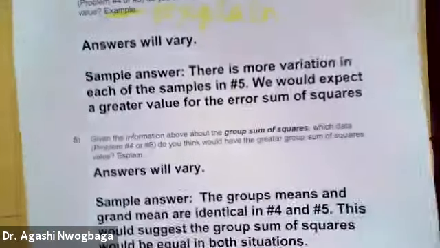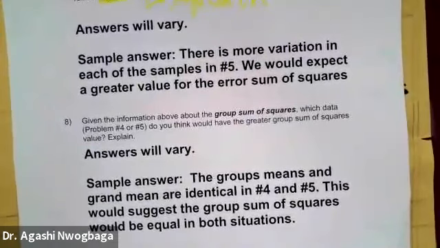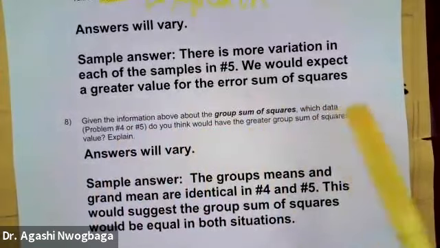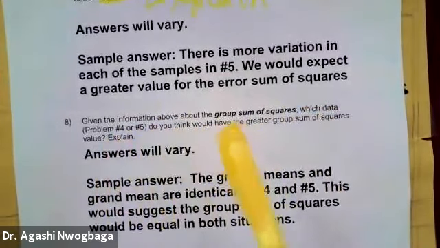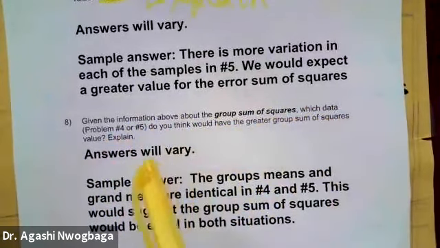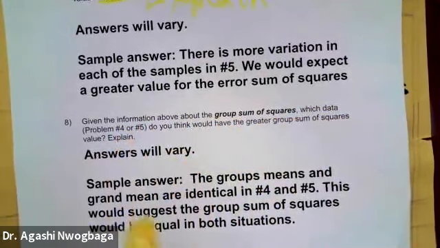So for number 8, given the information above about the group sum of squares, which data, problem 4 or 5, do you think would have the greater group sum of squares value? Explain. Answers will vary, but this is a sample answer. The group means and grand mean are identical in number 4 and 5. This suggests the group sum of squares would be equal in both situations.